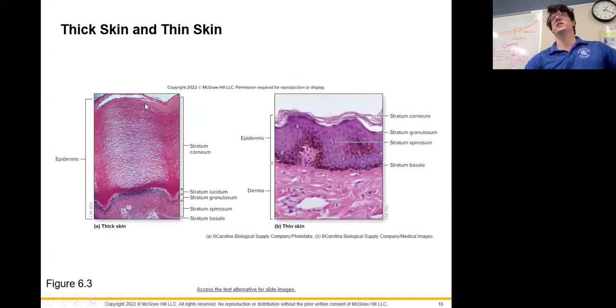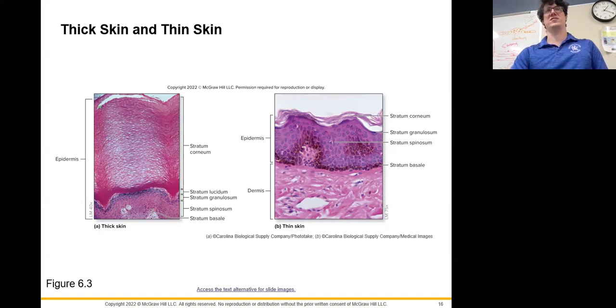So here's the difference between our thick skin and our thin skin. Notice that we see this little thin layer of stratum lucidum right here. So that is one identifier of thick skin. The other is the fact that we have 30 layers of skin right here versus like 10 over here. Okay, or right here. This is our stratum corneum on this side. So this is the equivalent of this over here. And these are at the same magnification. So that should show you how different those two things are.